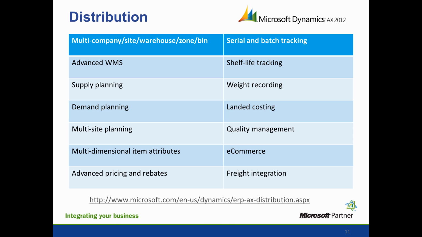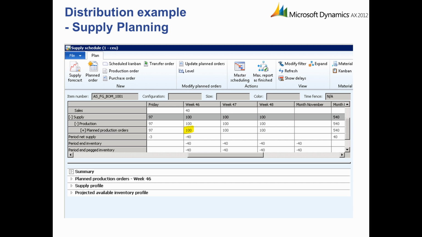First of all, with distribution, some of the functionality is really around warehouse management, supply planning, demand planning, multi-site planning, tracking your serial and batch numbers, advanced pricing and rebates, and e-commerce. That link there is available to have a look at the Microsoft website with more information around how the distribution industry handles some of the functionality in AX. And that's just a simple screenshot of a supply planning screen within AX.